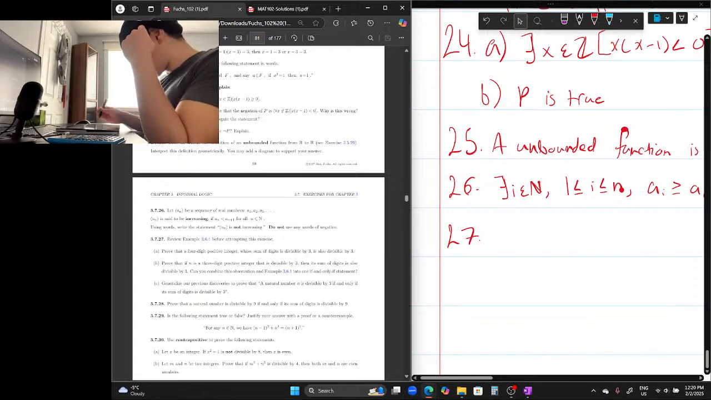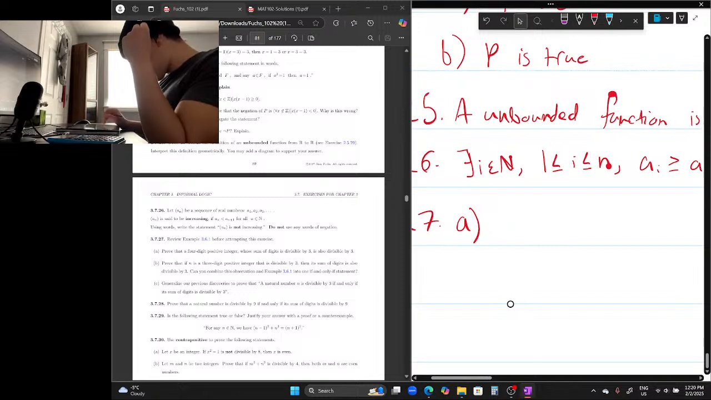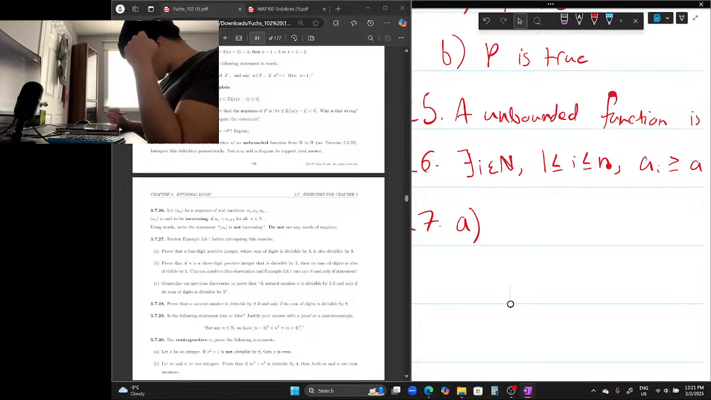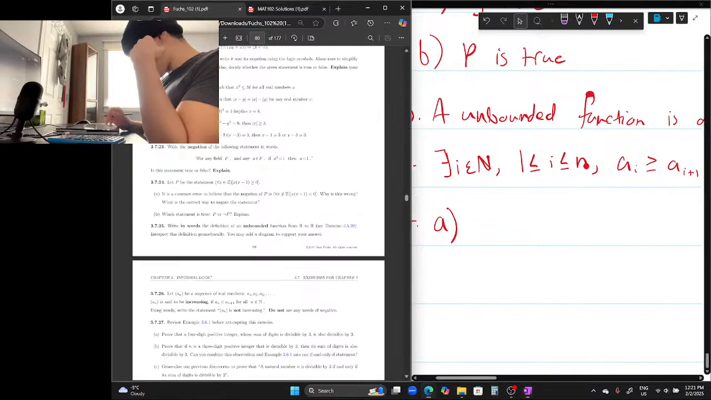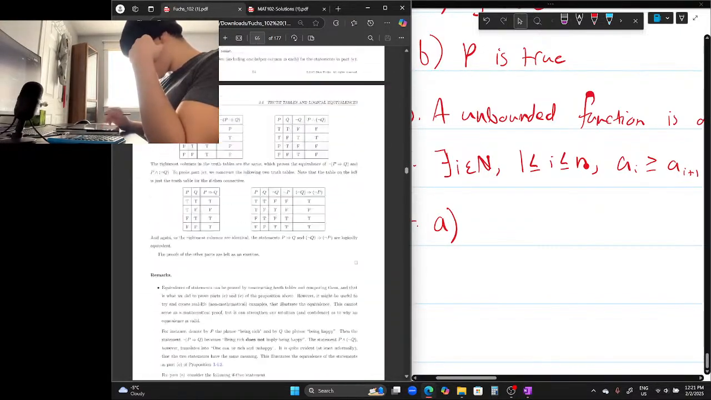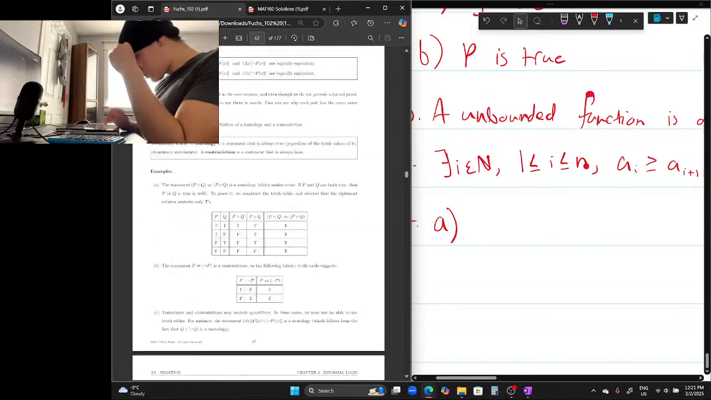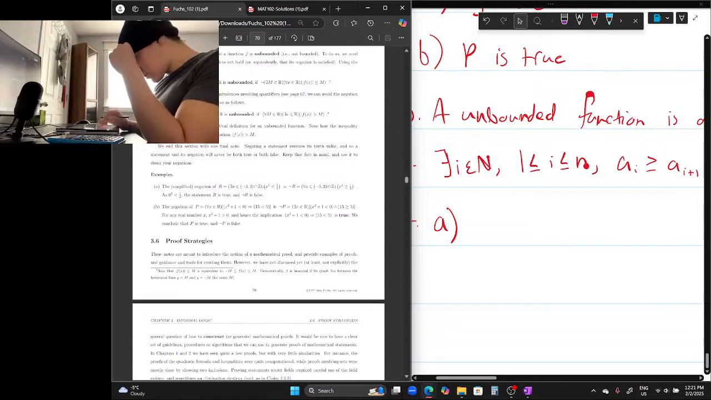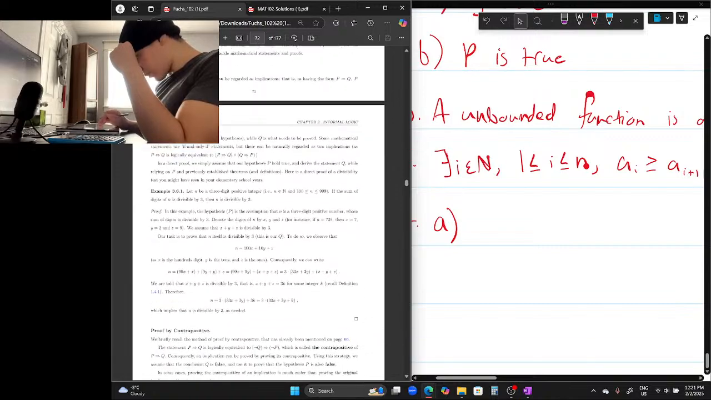Review example 3.6.1. Okay. Prove that a 4-digit positive integer whose sum of digits is divisible by 3 is also divisible by 3. Interesting. Okay, let's go to review 3.6.1 and see what they're talking about. 3.6.1.